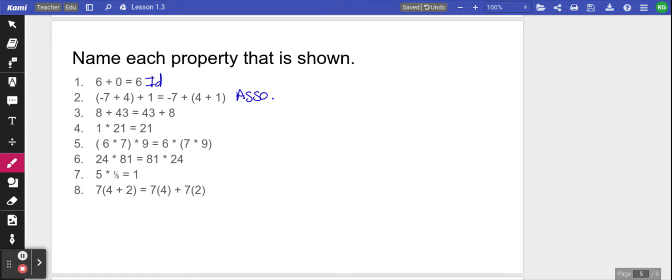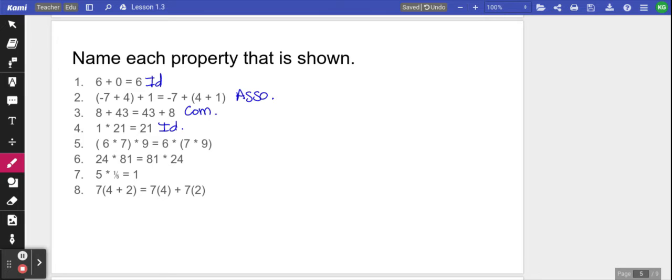Number 3, 8 plus 43 equals 43 plus 8. All they did was switch the numbers around, so that is the commutative property. Number 4, 1 times 21 keeps it as 21. It keeps its identity.